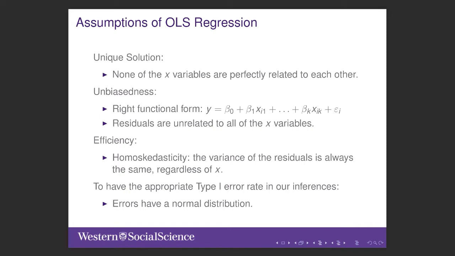Finally, to make appropriate inferences from our model, we need one more thing to be true. The residuals must have a normal distribution. If this isn't true, we might have unbiased and efficient estimates, but we still make inferences with the wrong type 1 error rate.